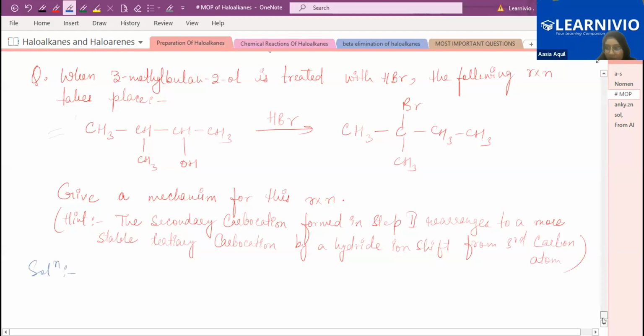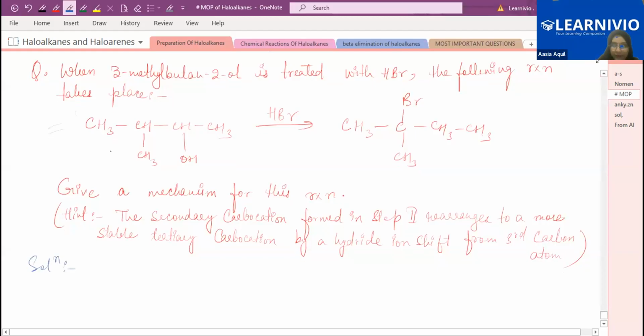So what you are supposed to do: this is your reactant, right? 3-methylbutan-2-ol. On the third position there is a methyl, right? And here there is an OH group, right? This is the 1, 2, 3, 4 carbon chain. So I have written this 1, 2, 3, 4, right? This is your 3-methylbutan-2-ol. Now what are we supposed to do? It has been treated with HBr. Now we know that HBr is ionic type, right?